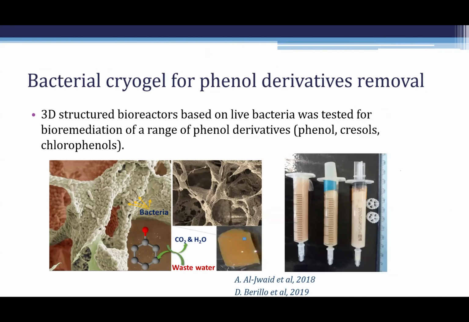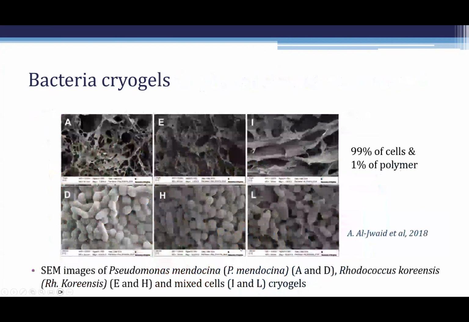So what is interesting is that this 3D structured bioreactor was made from live bacteria, with a very minimum of polymer in there. We then tested them for the removal of phenol, cresol, and chlorophenols. And we tested different bacterial strains, Pseudomonas mentacina and Rhodococcus carinus.